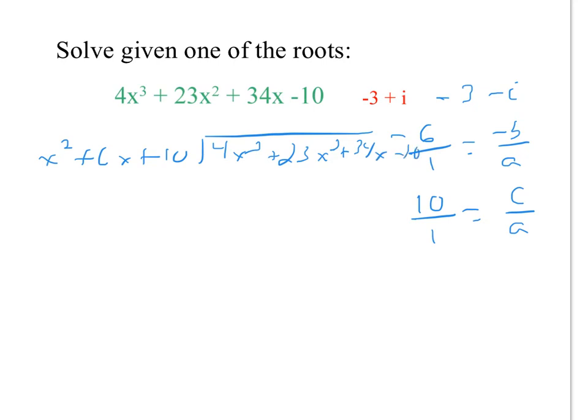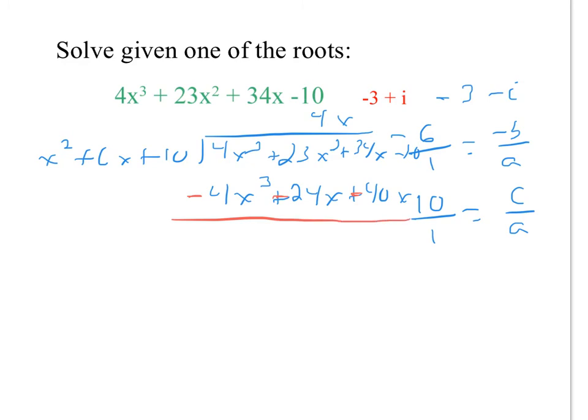Never enough room. X squared goes into 4x to the third, 4x times. I'll just write that up here. I'm going to multiply through. 4x times x squared is 4x to the third. 4x times 6x is 24x squared. 4x times 10 is plus 40x. Change my colors so I can change my signs. Minus, minus, minus.